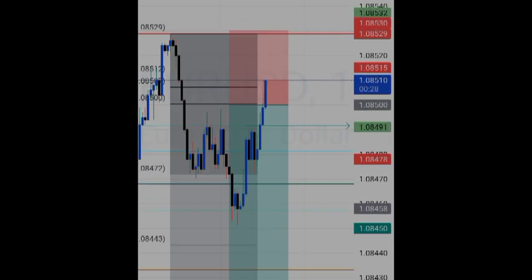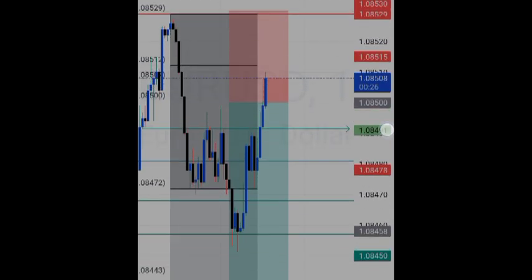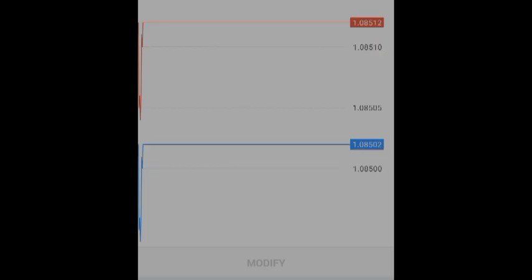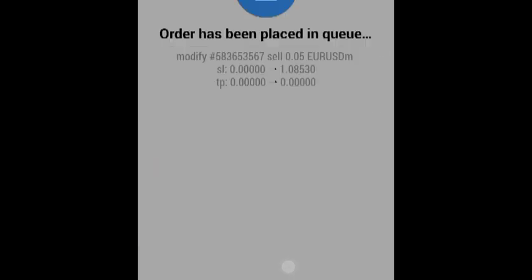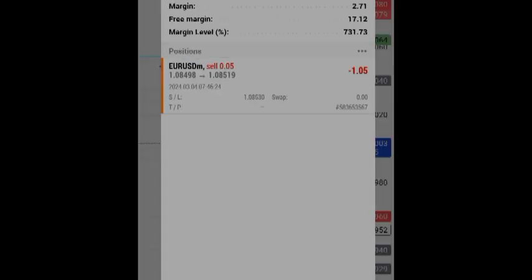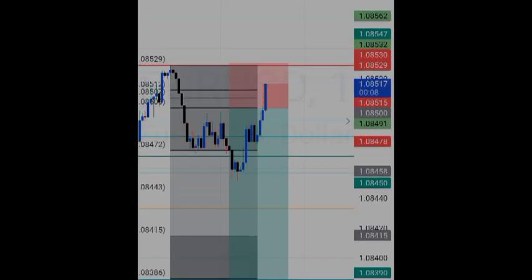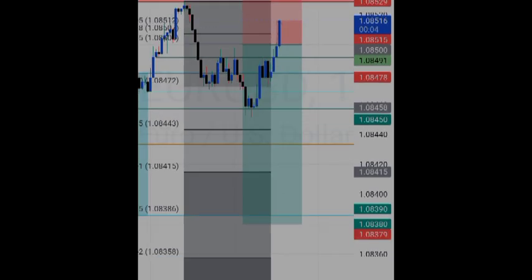Oh man, so stop loss 1.08530. So I've been triggered. 1.08530, that's the stop loss. Oh man, don't tell me this is not going to work, bruh.